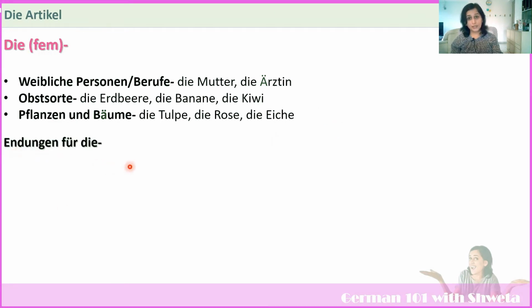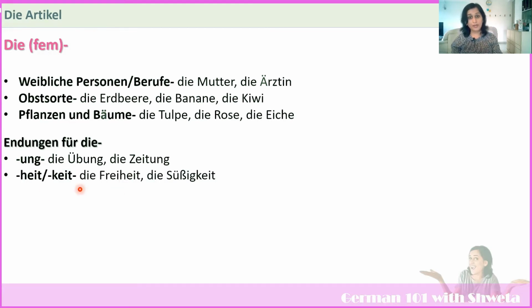Endungen für die. Endings for die. If nouns have following endings, then mostly the article will be die. I say mostly again because you will always see exceptions. Nomen, die mit ung enden. The nouns that end with ung. Zum Beispiel die Übung. Übung is exercise or practice. Die Zeitung, newspaper.